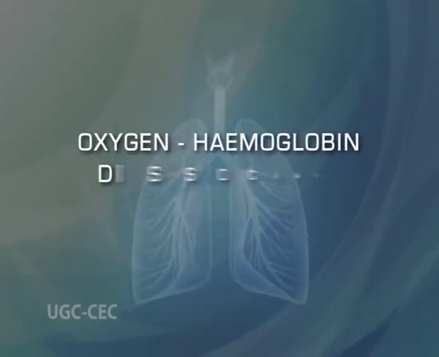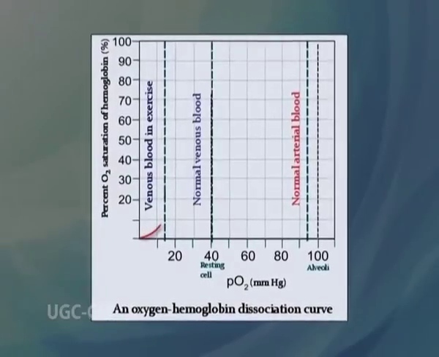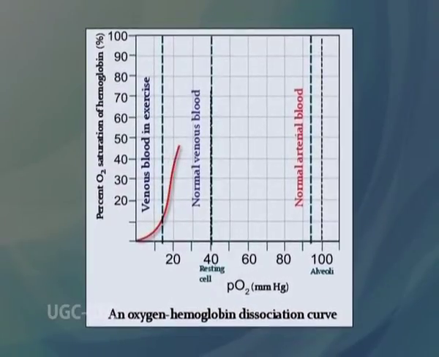Next comes oxygen hemoglobin dissociation curve. The relationship between the partial pressure of oxygen and percentage saturation of the hemoglobin with oxygen is graphically illustrated by a curve known as oxygen hemoglobin dissociation curve. Under normal conditions, the curve is sigmoid or S shape. The lower part of the curve indicates dissociation of oxygen from hemoglobin. The upper part of the curve indicates the acceptance of oxygen by hemoglobin.